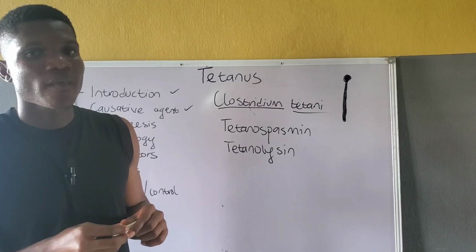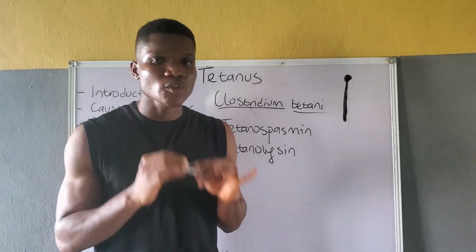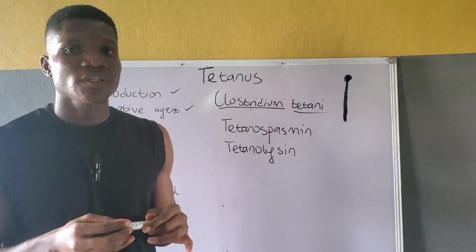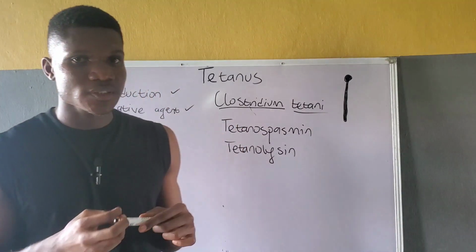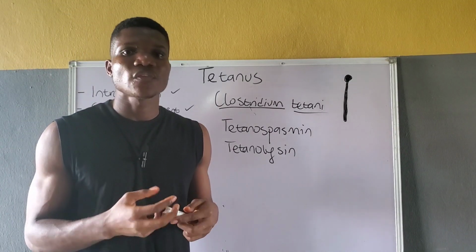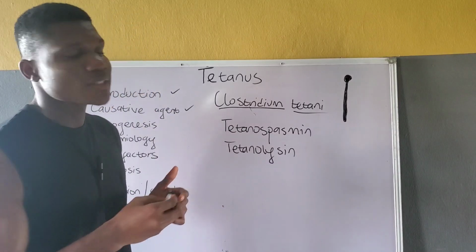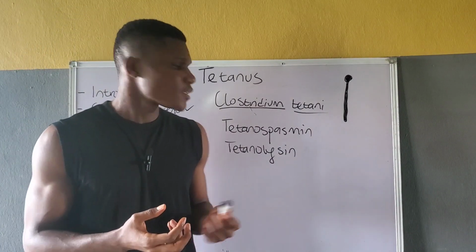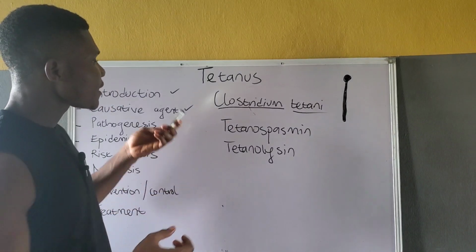Once in the body, the spores of Clostridium tetani stay dormant in aerobic conditions. But when oxygen tension reduces, the spores germinate into vegetative forms. This vegetative form releases the toxins, tetanospasmin and tetanolysin.